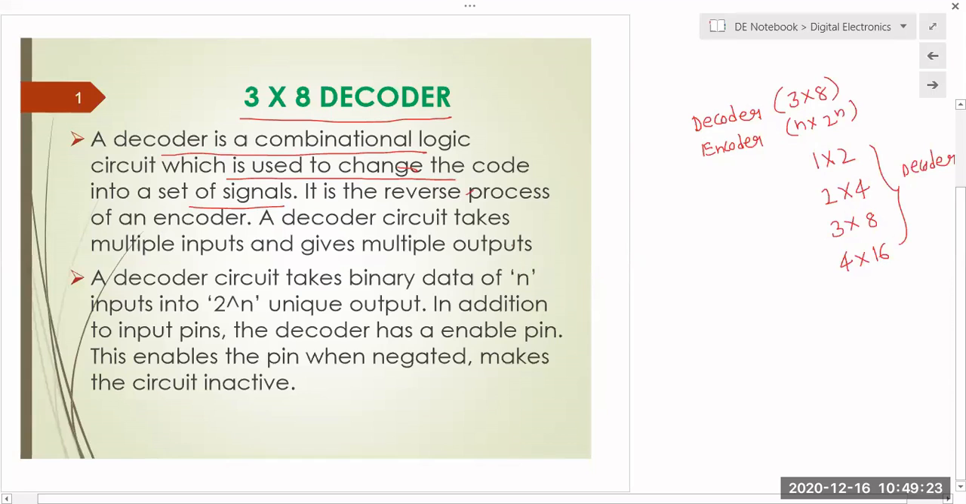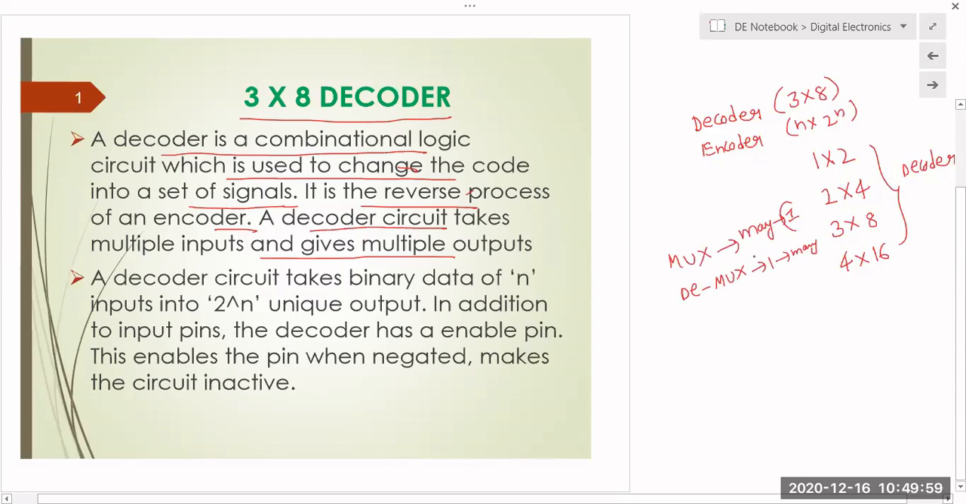So a decoder is a combinational logic circuit which is used to change the code into a set of signals. It is the reverse process of an encoder. We'll discuss encoder in the next topic. A decoder circuit takes multiple inputs and gives multiple outputs. In case of multiplexer, it will take many inputs but only one output. Demultiplexer takes only one input but gives many.